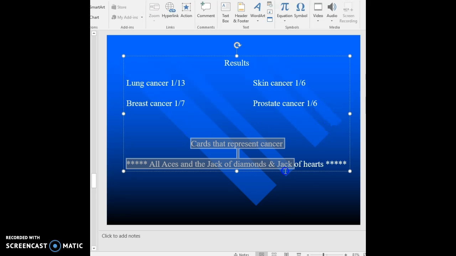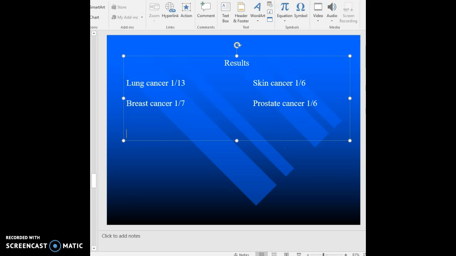Okay, so ignore all this. It's for an activity we do, a face-to-face activity. So these are the cancer statistics that we're seeing right now.